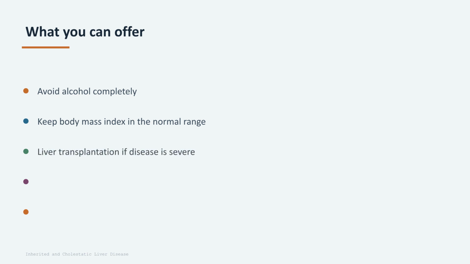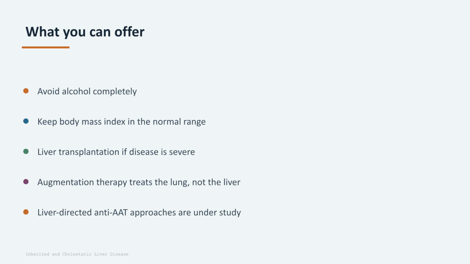If disease becomes severe, liver transplantation is the definitive treatment. Be clear with patients about one point. Intravenous augmentation therapy treats the lung disease. It does not treat the liver. Agents aimed at the liver disease are under study. And counsel hard against smoking. Nothing accelerates the lung disease faster.